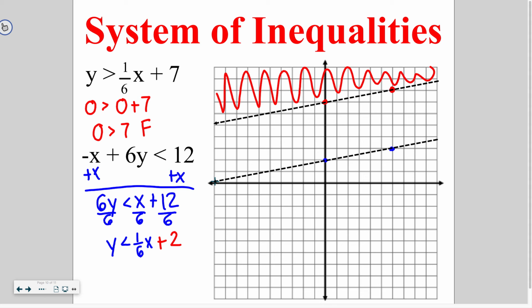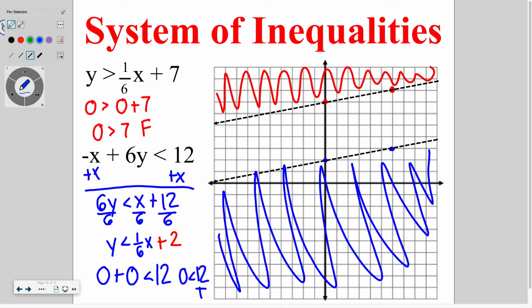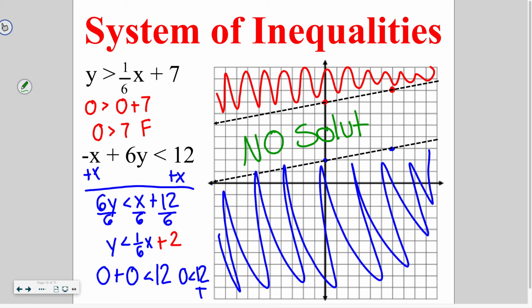And then I am going to plug in 0 into the original equation. So I've got 0 plus 0 is less than 12. 0 is less than 12 is a true statement, so I want to shade the side with 0. As you can see, there is no overlap to these two inequalities. So when there is no overlap, this is the no solution case. So if there's no overlap between the two graphs, this is no solution.